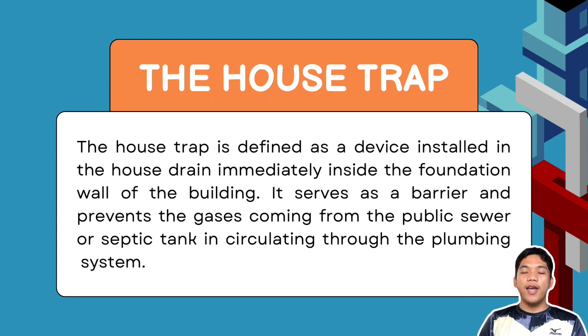A house trap is defined as a device installed in the house drain immediately inside the foundation wall of the building. It serves as a barrier and prevents the gases from the public sewer or septic tank from circulating through the plumbing system. Basically, a house trap, or sewer trap or pit trap, due to its shape holds a small amount of water at all times. And this water acts as a shield to prevent those unwanted gases from entering our homes.